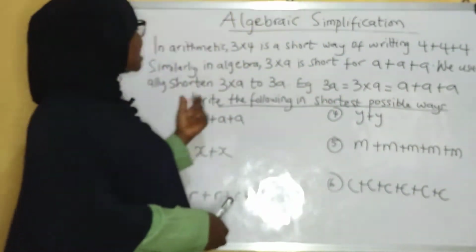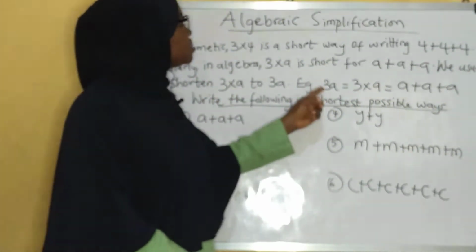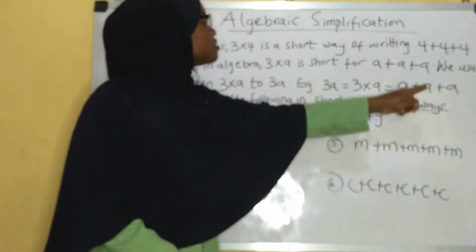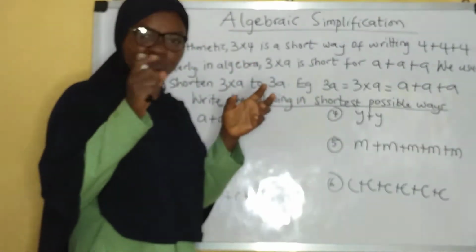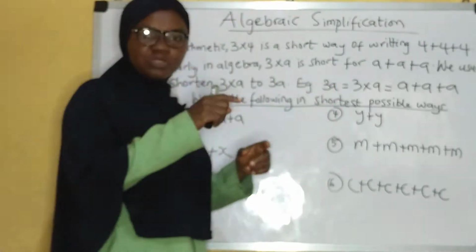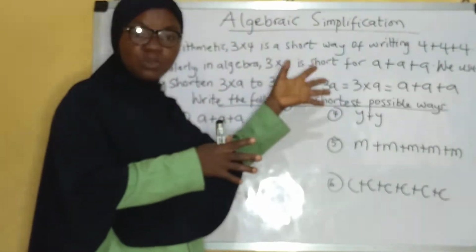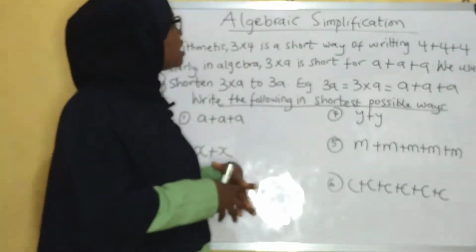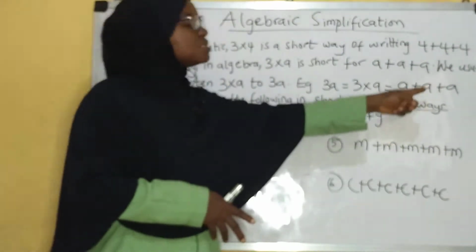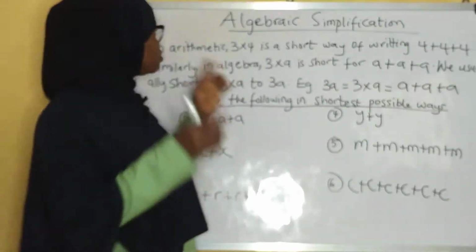Now, we usually shorten 3 times a to be 3a in algebra. Example, 3a equals 3 times a, which is equal to a plus a plus a. Now, don't get confused as to the way we are using the multiplication operator and the addition operator interchangeably. You just need to study the patterns and the way with which you are using them. Is that clear? All right. So if I have 3a equals 3 times a, it now means that it is a plus a plus a, in 3 places like that.